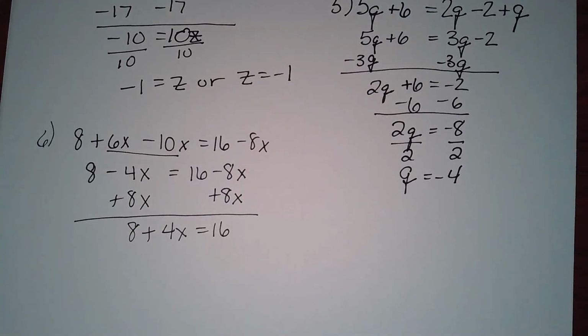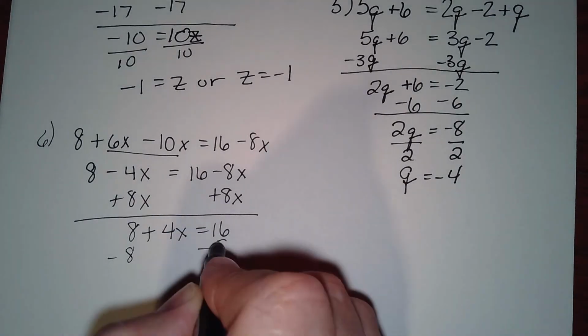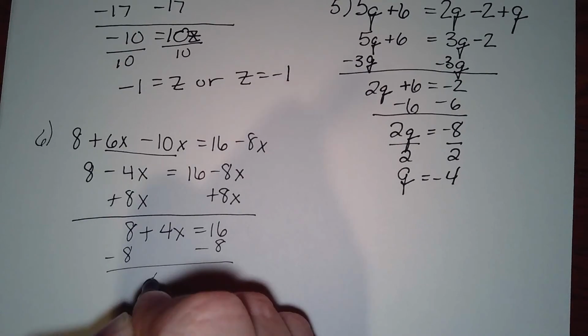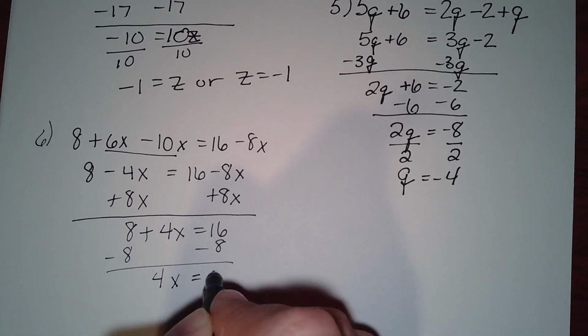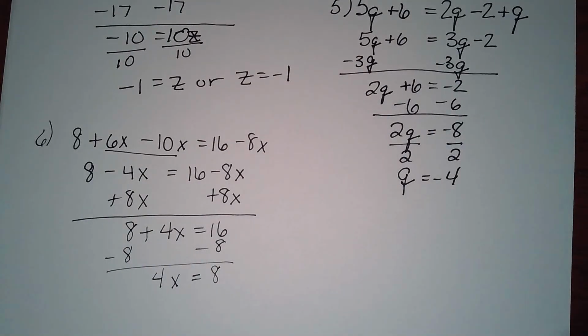Now you're ready to move the 8 across to isolate the 4x. So I subtract 8 across, and I get 4x equals 8. So can you guess what our last step is? Correct. Now you're going to divide both sides by 4.